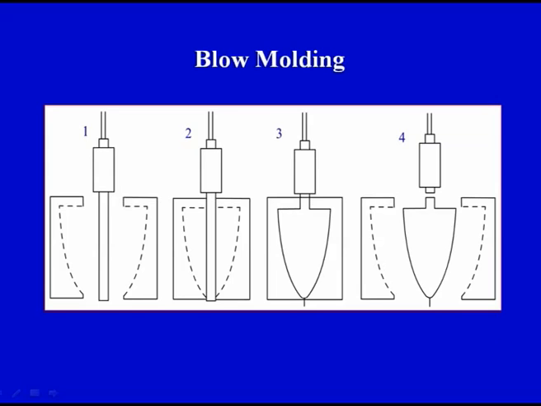It would be allowed to cool and after the cooling has taken place, the mold would open and the final product would be taken out. So different types of products can be made by the blow molding process. So let us now see and try to understand the 4 steps involved in the blow molding. As I have already drawn one diagram to explain the basics of blow molding, let us again see.